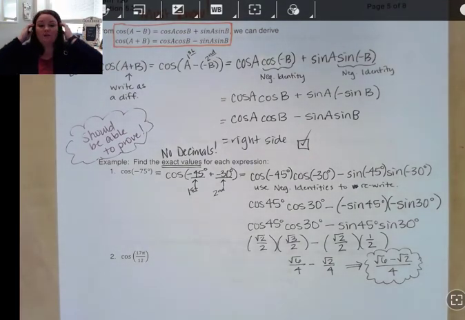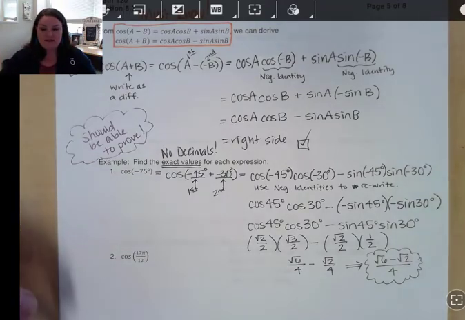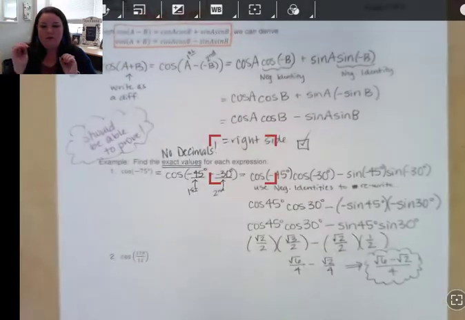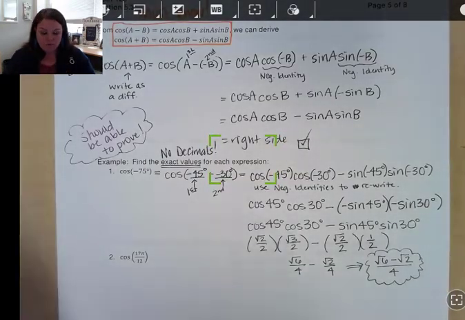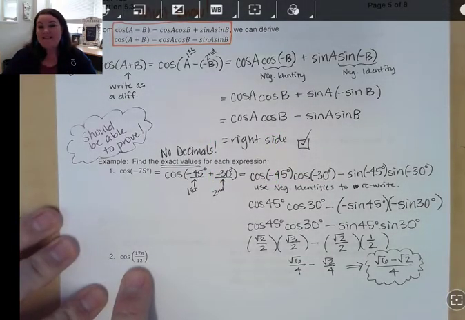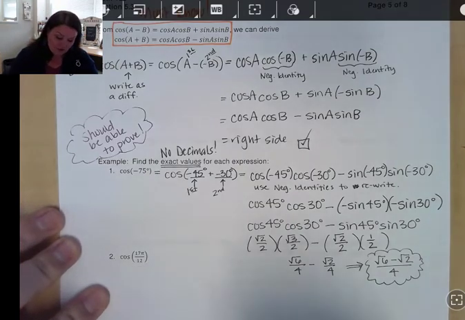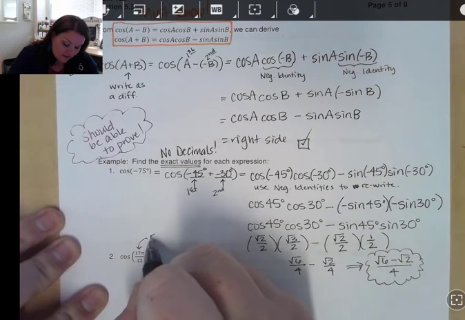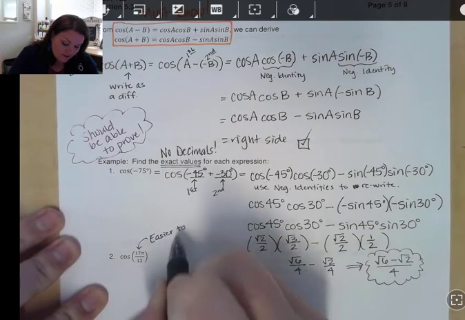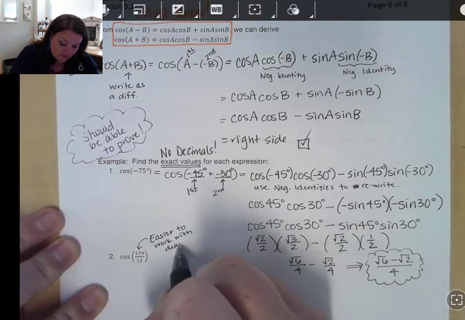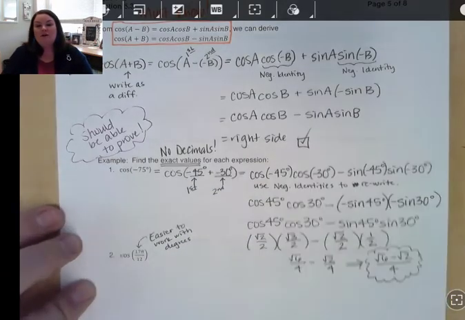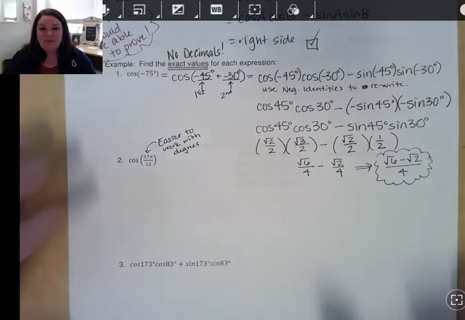All right, so I want to show you how to use this same method, but with an angle that is in radians. When we're given an angle that is in radians, sometimes it's easier to deal with in degrees. Easier to work with degrees. So we're going to go back, blast from the past.